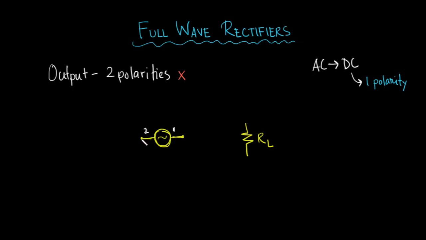Okay, so the voltages of these two terminals will fluctuate. Sometimes terminal 1 will be more positive than terminal 2, and sometimes terminal 2 will be more positive than terminal 1. So sometimes this voltage source will try to supply current in this direction, and sometimes it will try to supply current in the opposite direction.